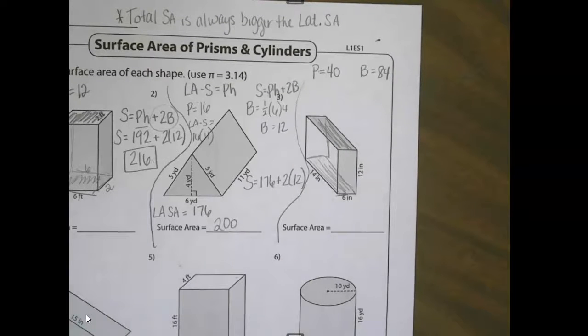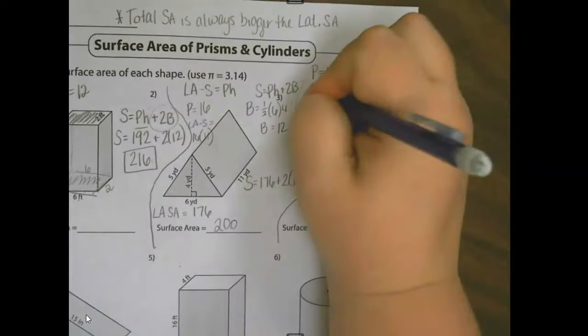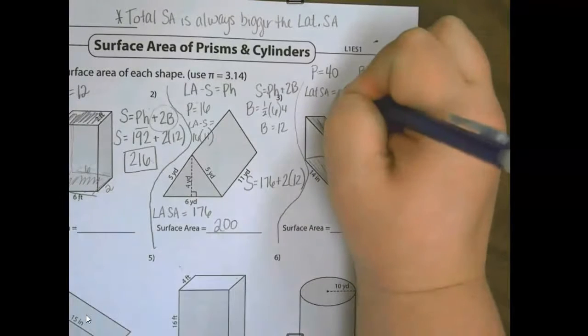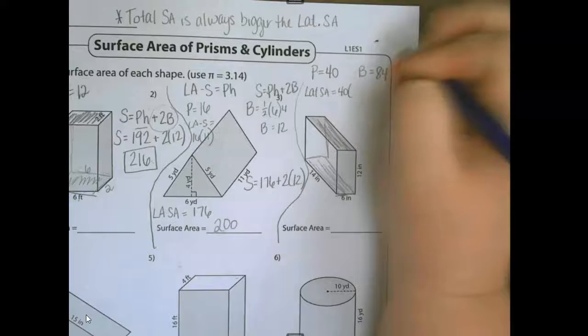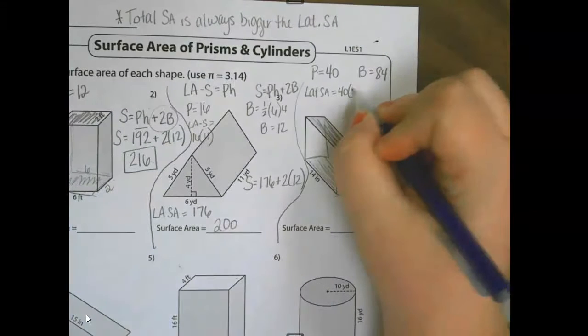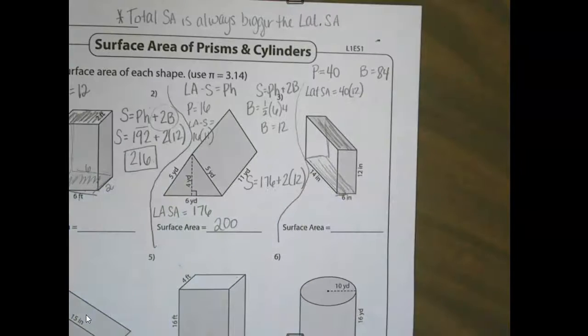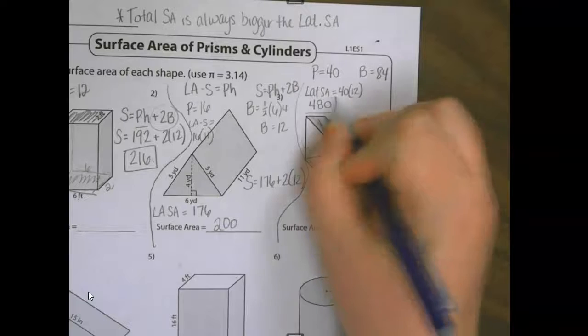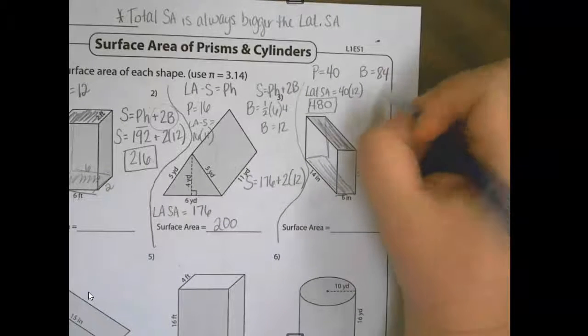All right, so then I'm going to do lateral surface area, which is going to be 40 times that height. Height is 12. And I know I'm going pretty fast. As always, you can go back and watch this video if you need to. So 480.